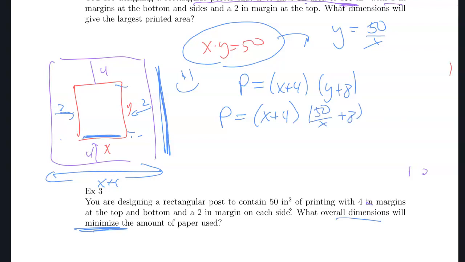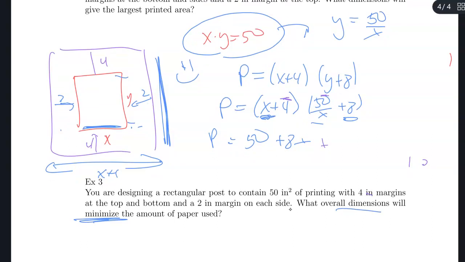And you can choose to do product rule. I'm just going to multiply it out because I think it's easier. This times this gives me 50. This one times this one gives me 8X. And then when I multiply this times this, I get plus 200 over X, and then this one times this one is plus 32.